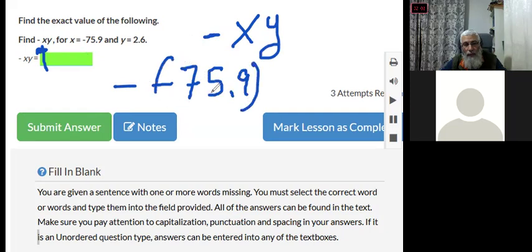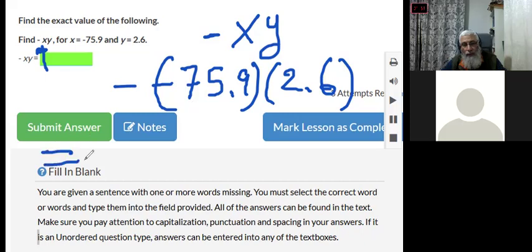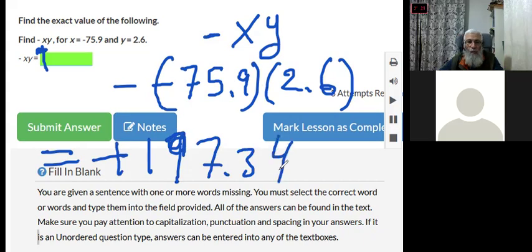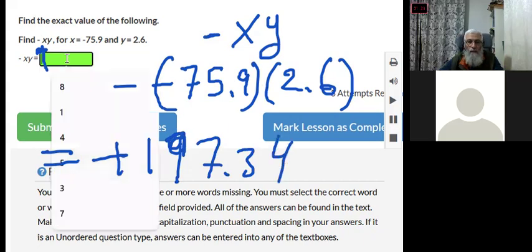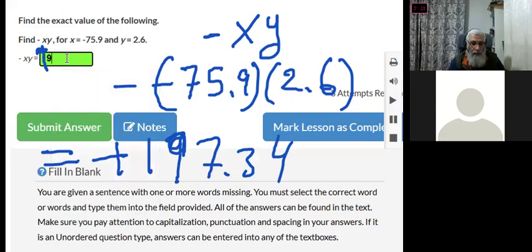75.9 multiply by 2.6. So now we need to multiply negative times negative. What is negative times negative? Negative times negative is positive. The result will be positive, and we need to multiply those two numbers. Do you have a calculator? I could put a calculator on my computer. So the result will be positive 197.34.